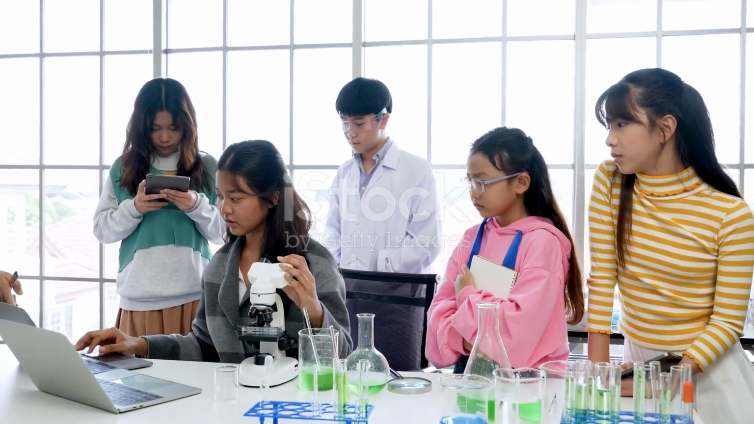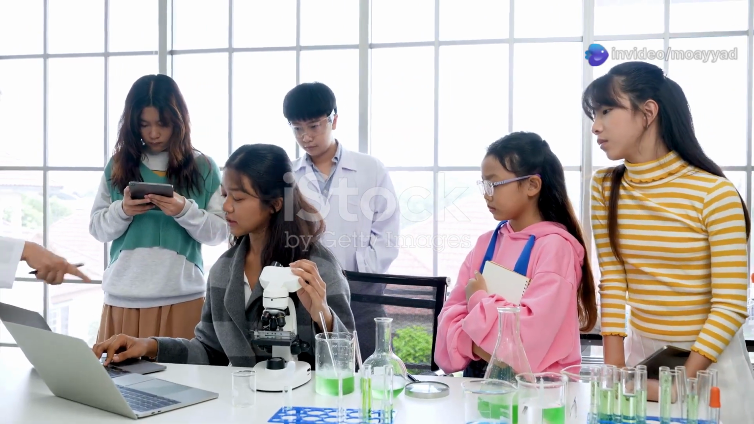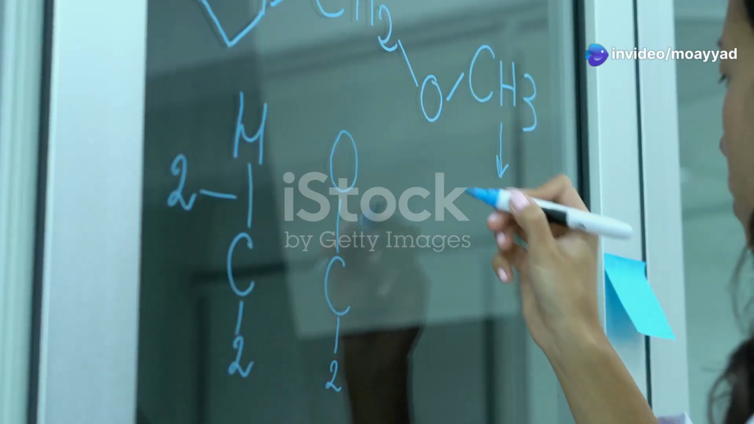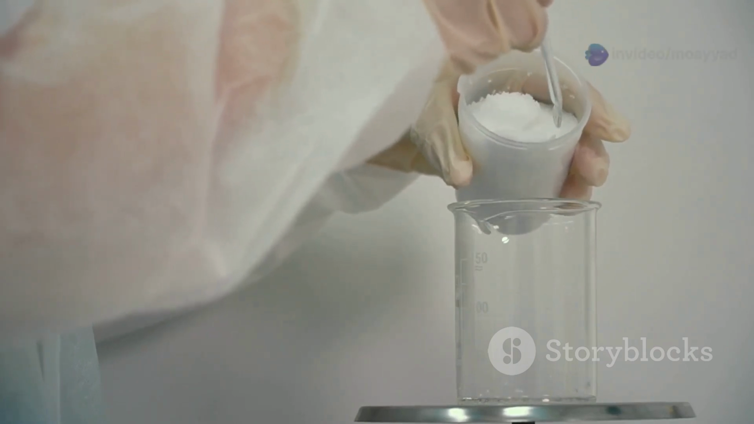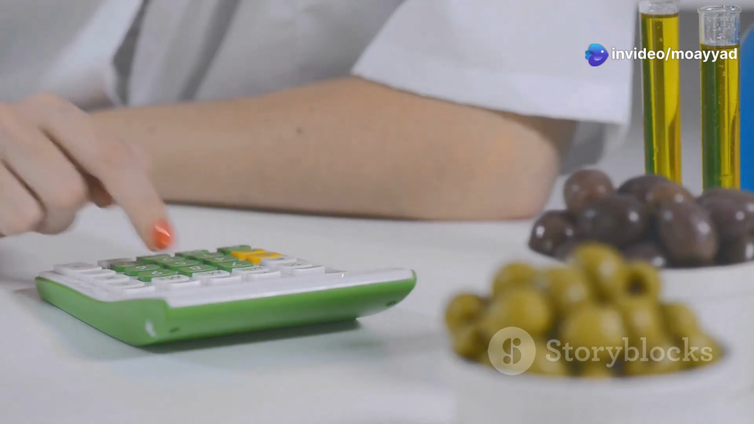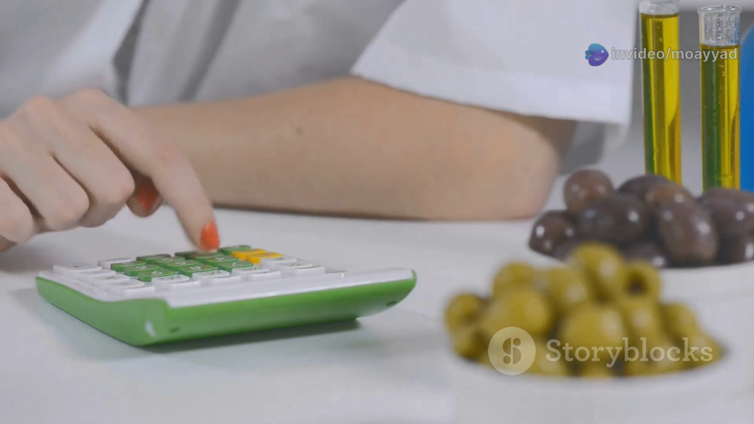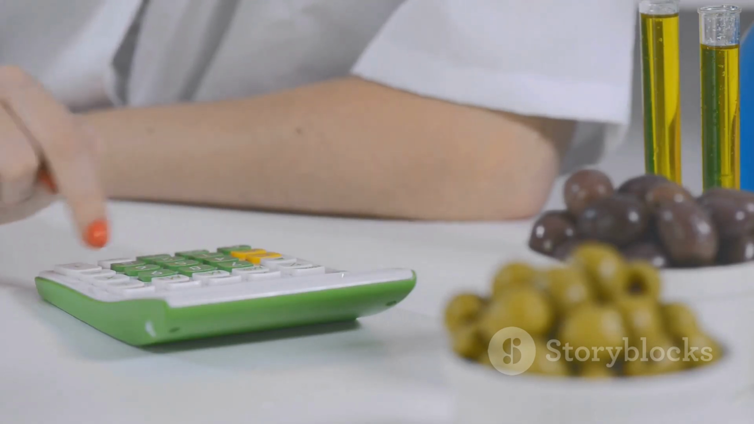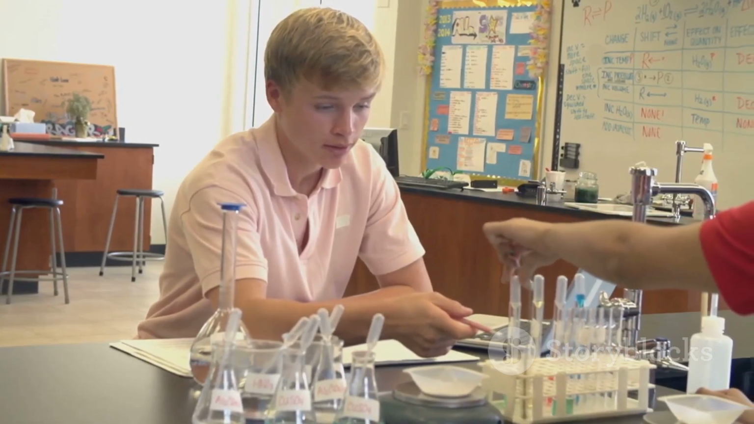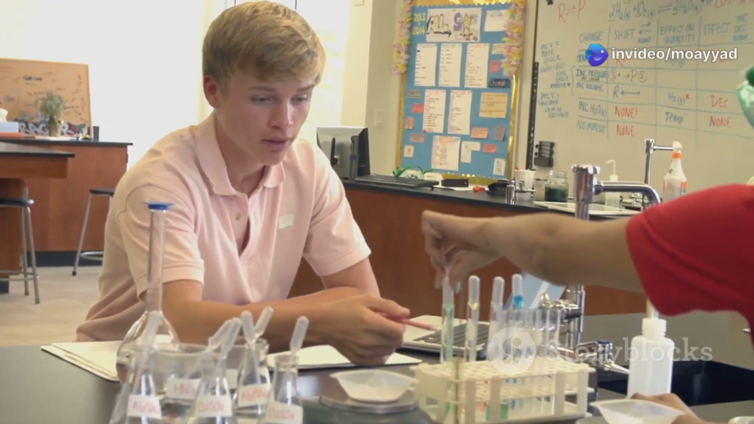Now let's use the data from our potassium chlorate decomposition experiment to determine the empirical formula of potassium chlorate. Remember, the empirical formula gives us the simplest whole number ratio of atoms in a compound. First, we need to determine the mass of oxygen released during the reaction. This can be done by subtracting the mass of the residue, which is potassium chloride, from the initial mass of potassium chlorate. Next, we convert the masses of potassium chloride and oxygen to moles using their respective molar masses.